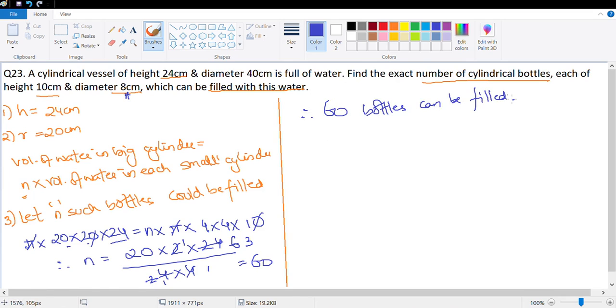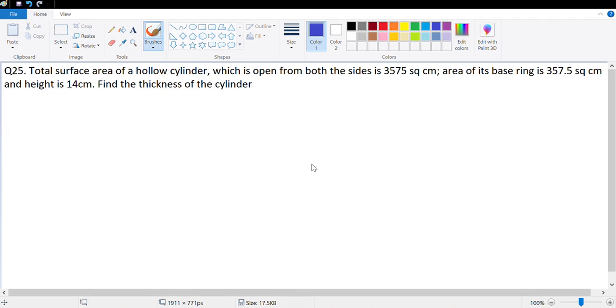Good, let's look at the next question. The next question that we do is question number 25. Okay, that's the last homework question that we have.